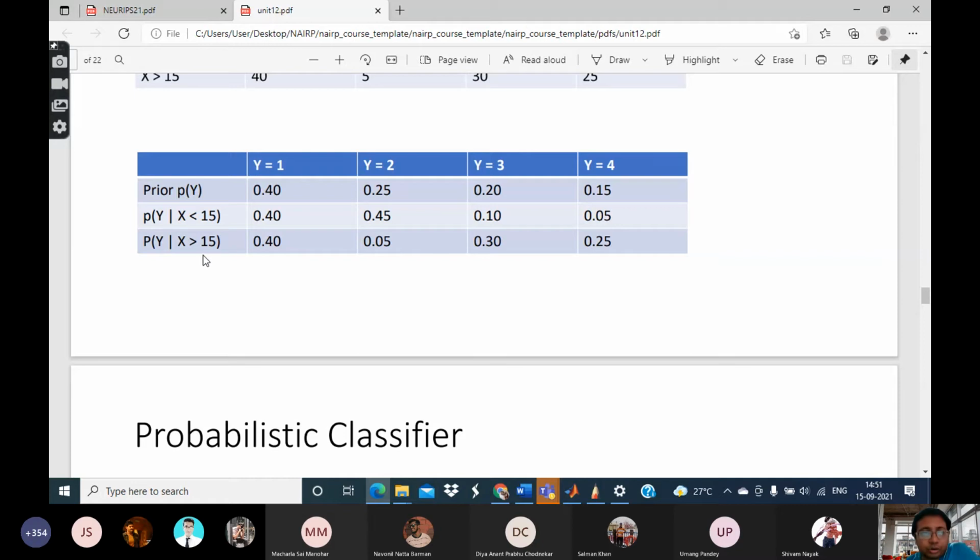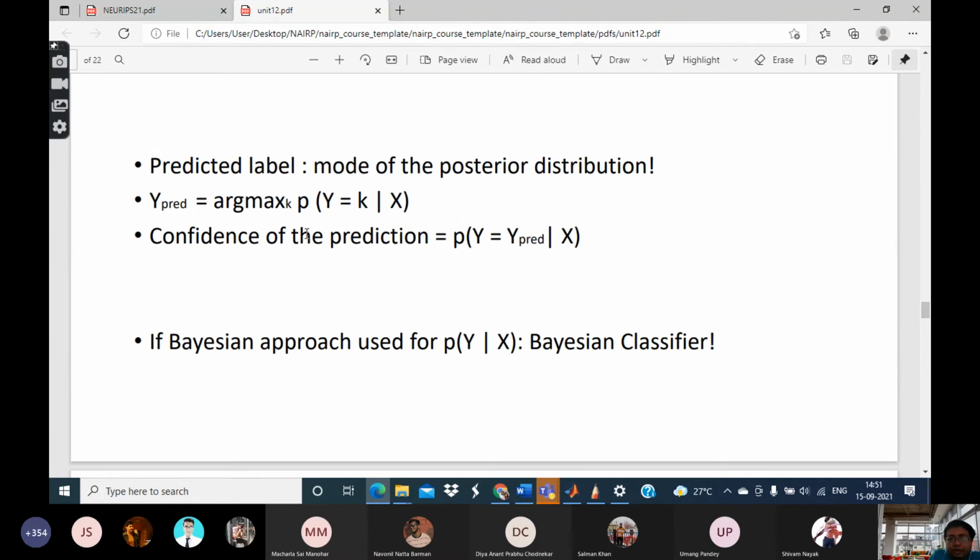Or if x is equal to say 29, then you will say that I think y is equal to 1, but I am only 40% confident about this. So whenever you are making a prediction, you are attaching a confidence score along with your prediction.